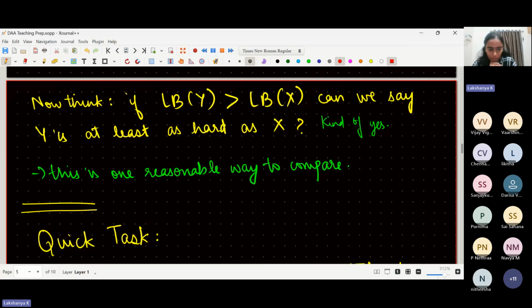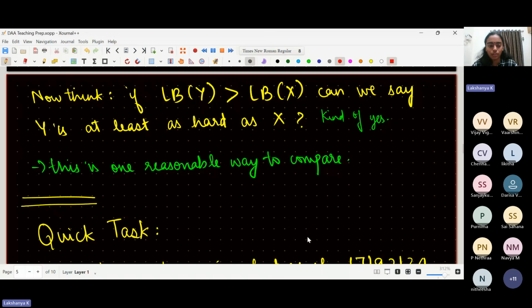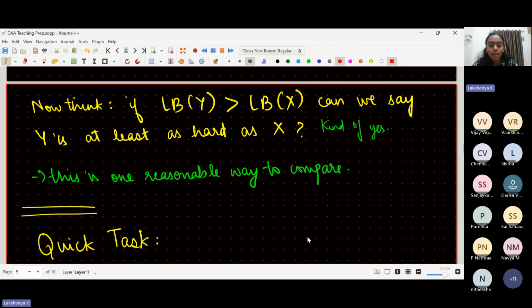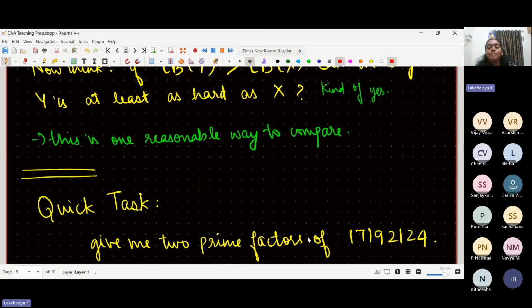Now I have a quick task for all of you before we move to the next topic. I want to see who answers this question first, and you have exactly 10 seconds from the time I display the question. Is everyone ready? Yes. Exactly 10 seconds. Whoever gets this right, you can just feel free to unmute and give me the answer. You can use your phone, Google, whatever. The time starts now.